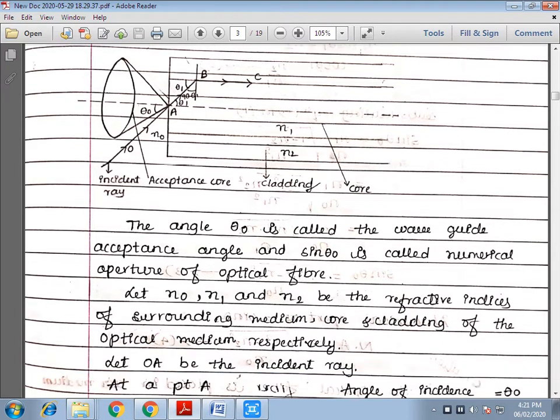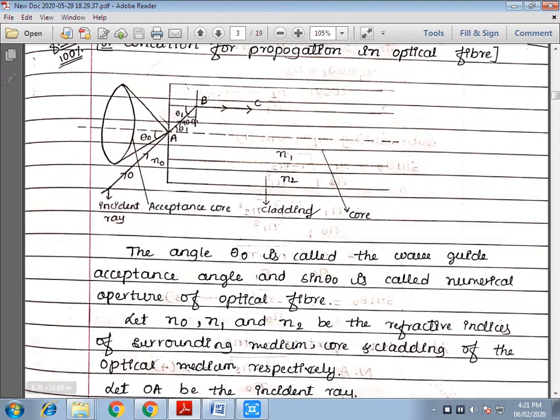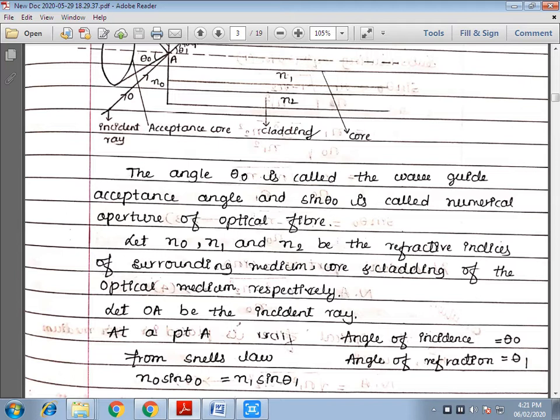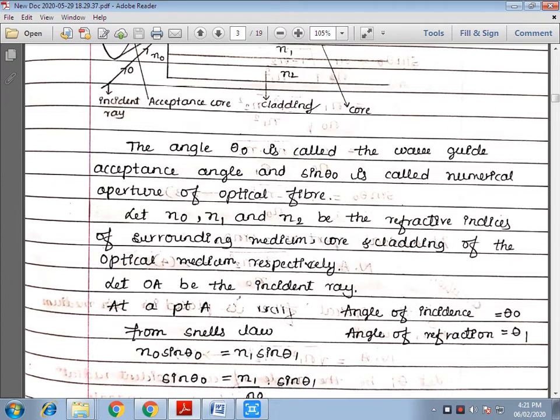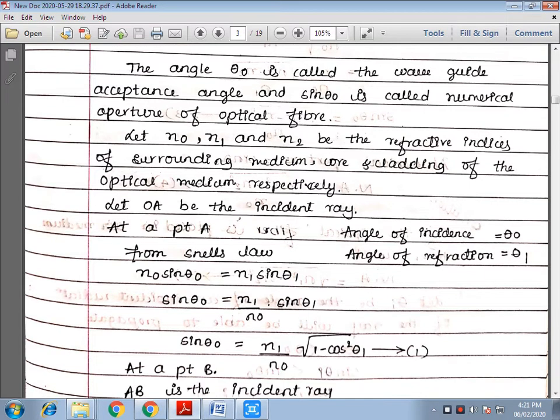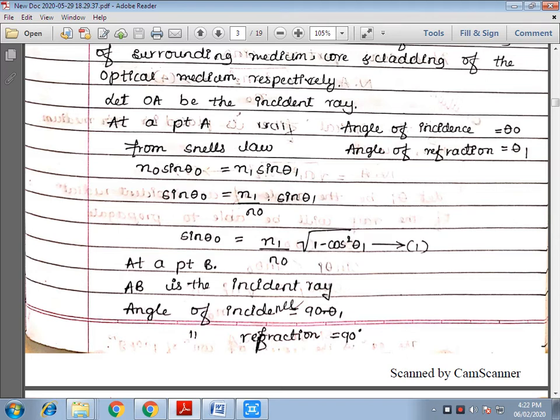Let n naught, n1 and n2 be the refractive indices of the surrounding medium, core, and cladding of the optical fiber respectively. Let OA be the incident ray. At point A, the angle of incidence is equal to theta naught. From Snell's law, n naught sin theta naught is equal to n1 sin theta 1, where the angle of refraction is theta 1. Sin theta naught is equal to n1 by n naught into sin theta 1. Sin theta naught is equal to n1 by n naught into root of 1 minus cos square theta 1. That is equation number 1.